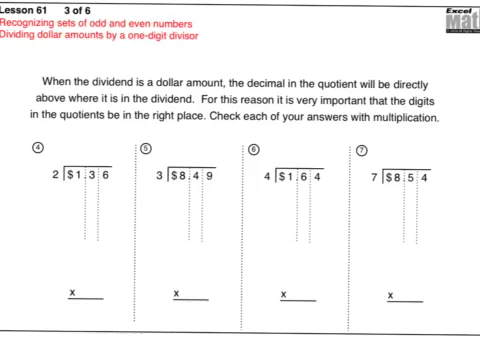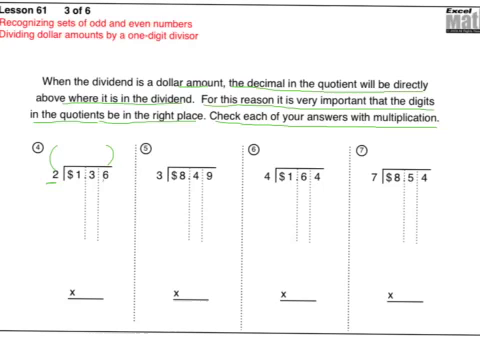Now we're going to take a look at how to divide money and get the correct answer with division with only a one-digit divisor. When the dividend is a dollar amount, that's the number on the inside of the problem, the dividend, the decimal in the quotient will be directly above where it is in the dividend. In other words, the answer, the quotient, has to be straight up from the problem. For this reason, it is very important that the digits in the quotient, or the answer to the division problem, be in the right place. Check each of your answers with multiplication.